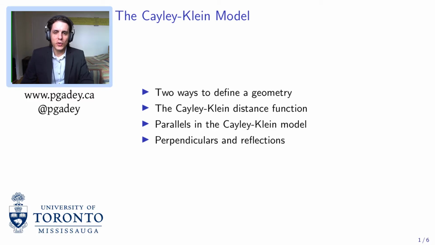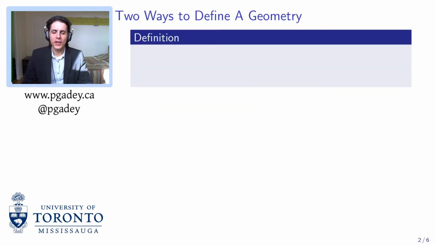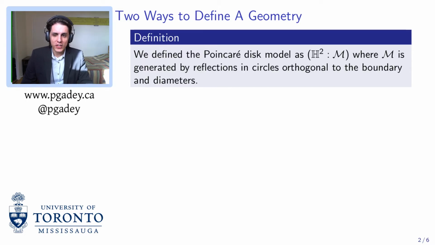Hi there. In this video we're going to talk about the Cayley-Klein model of hyperbolic space. So we'll discuss two ways to define a geometry, then introduce the Cayley-Klein distance function, parallels in the Cayley-Klein model, and talk about the notions of perpendiculars and reflections. Let's get started. So we've got sort of two ways of approaching defining a geometry.